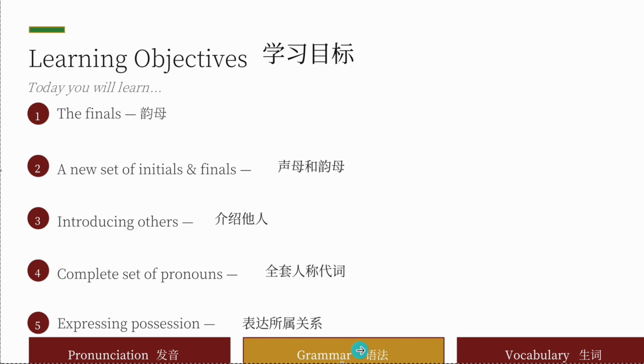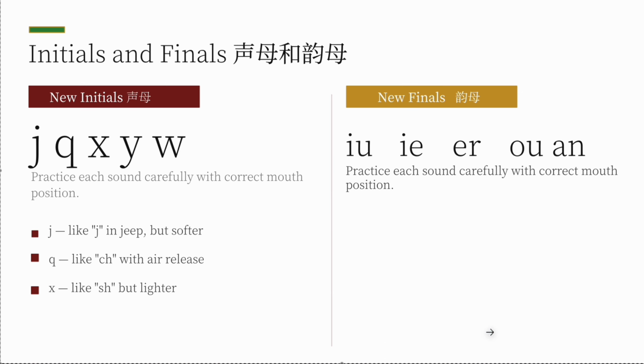Our learning objective for this lesson is you will learn a new set of finals and initials, and then introducing others, how to say, this is my friend, this is my manager, this is our boss, and then the complete set of the possessive pronouns, how to express possession. Let's move on to the new set of finals.